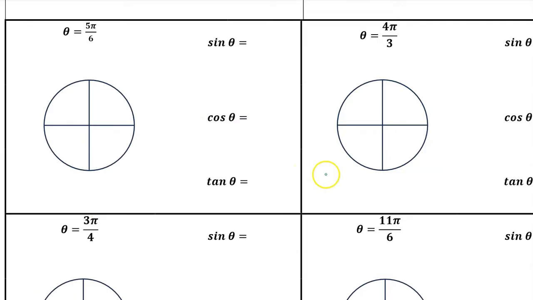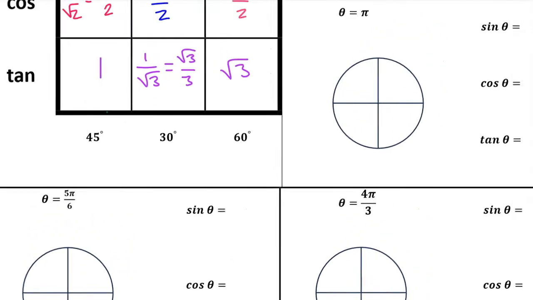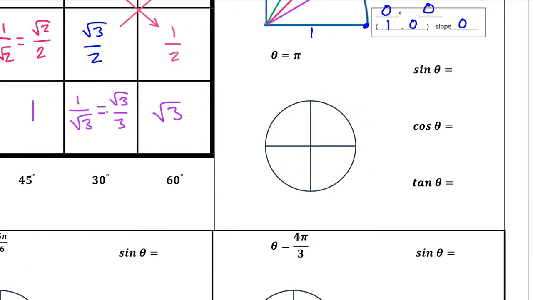For the next several problems, we are going to stick to the unit circle, but we are going to evaluate sine, cosine, and tangent at angles that are beyond the first quadrant. But let's start with evaluating sine, cosine, and tangent at the angle theta equals pi. I want you to memorize that pi is right here. Pi is a semicircle. It's what we used to call 180 degrees.